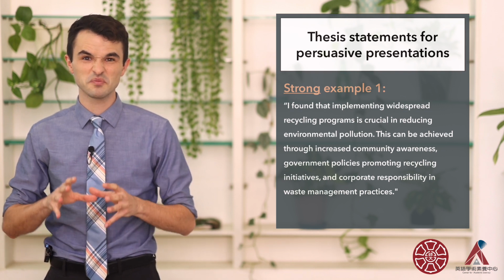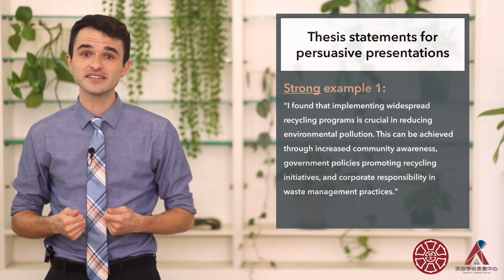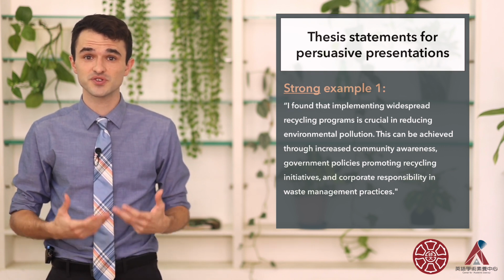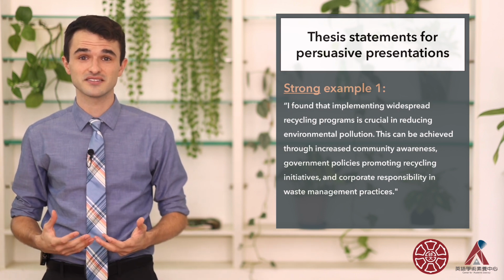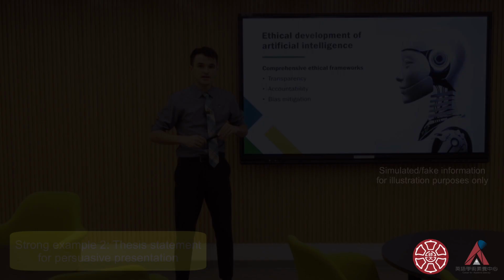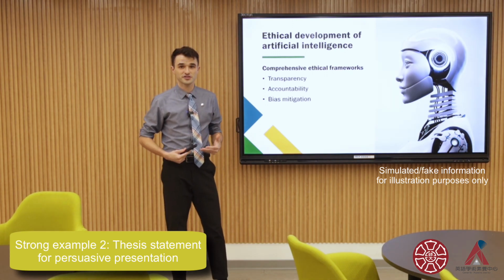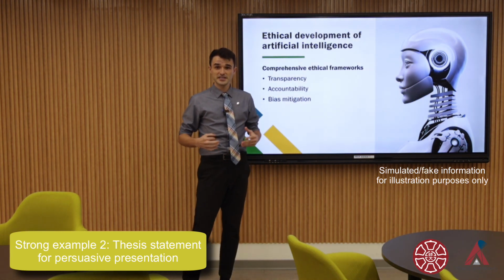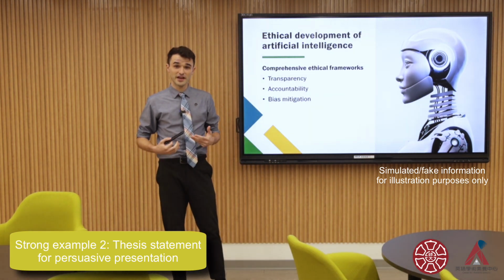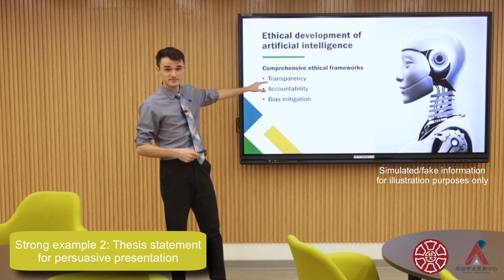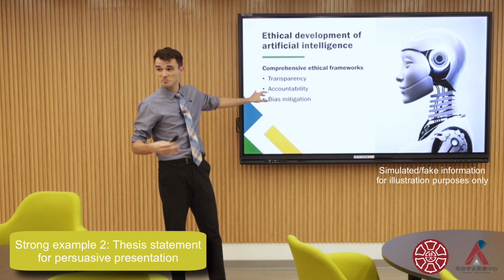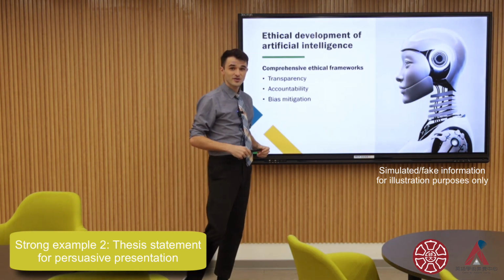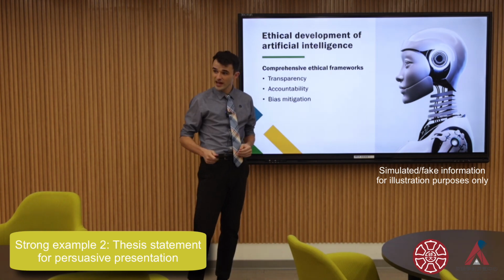In this strong, persuasive example, the audience is prepared to learn more about those strategies to reduce environmental pollution. Strong example number 2. The ethical development of artificial intelligence demands immediate attention and regulation. This presentation will advocate for comprehensive ethical frameworks, including transparency, accountability, and bias mitigation, to ensure that AI technology will benefit humanity without compromising ethical values.